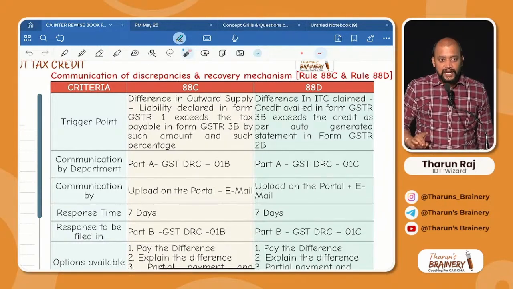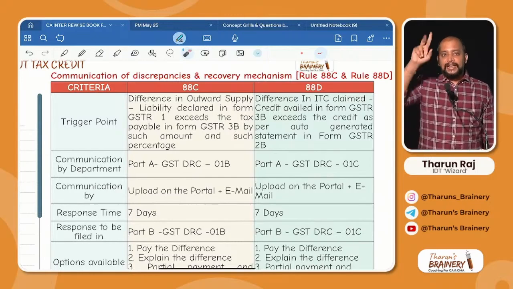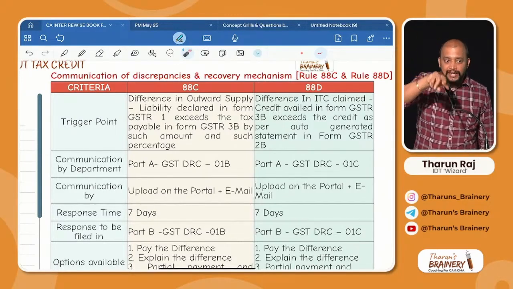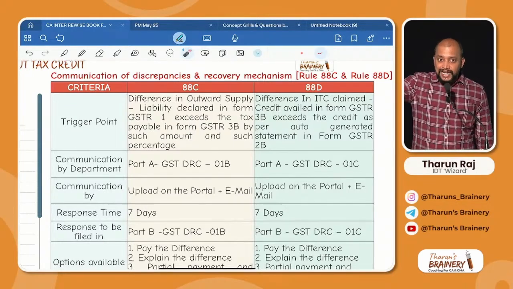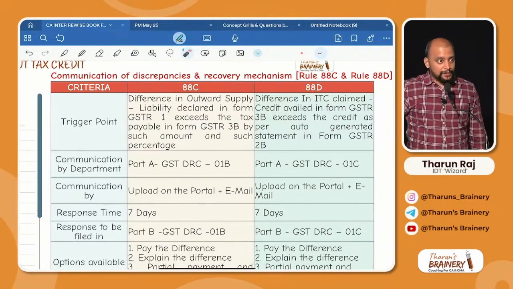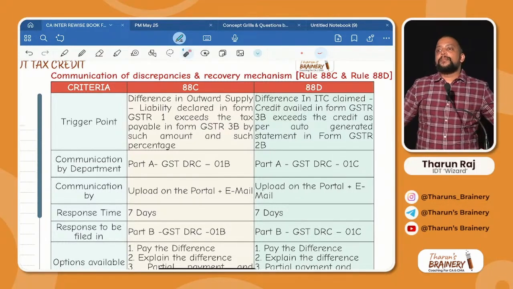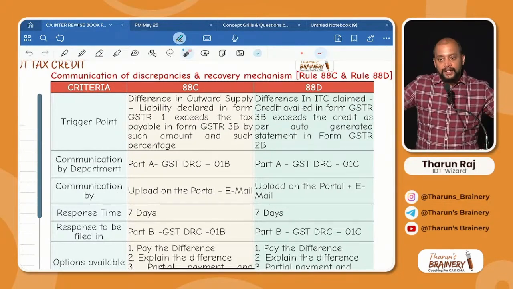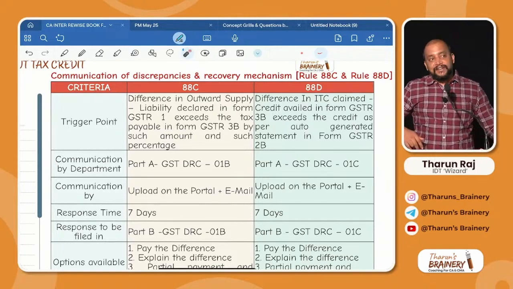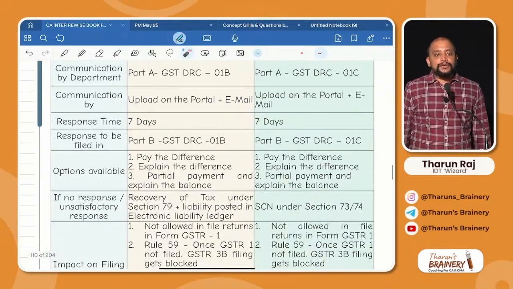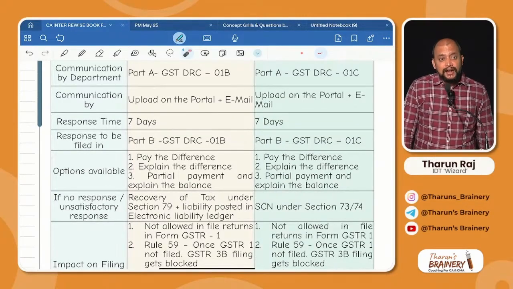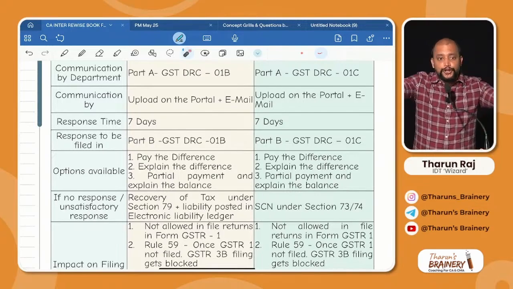In both the cases, notice will come. What is the form of the notice? First one is 88C, so DRC 1B. Here 88D, so DRC 1C. And how will the notice be given? Common. They will upload it on the portal plus communicate by email. That's common. What is the time limit within which we need to reply? 7 days. That's also common. And thereafter, what reply do we need to give? Either pay the difference, or explain the difference, or partly pay and partly explain. That is also common in both places.